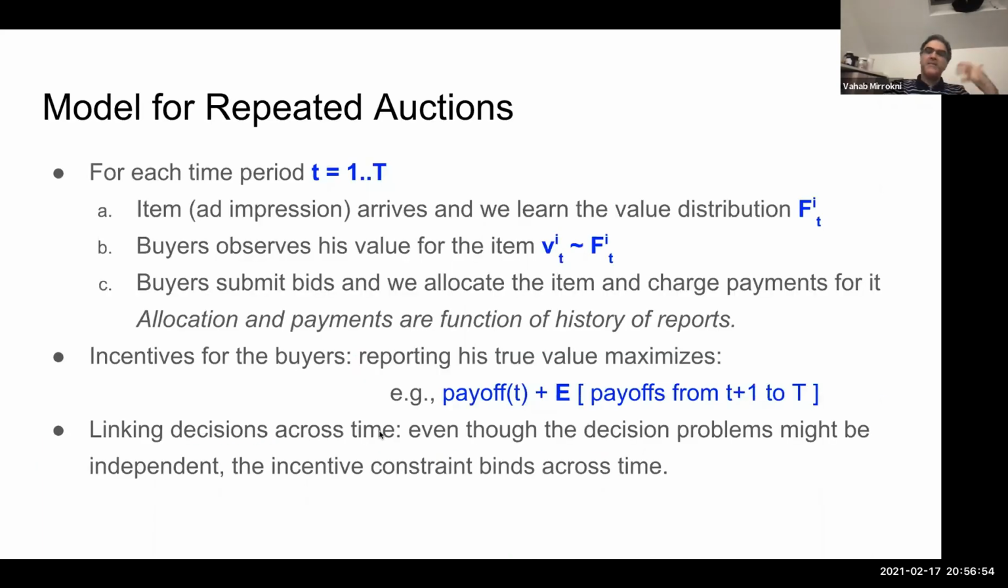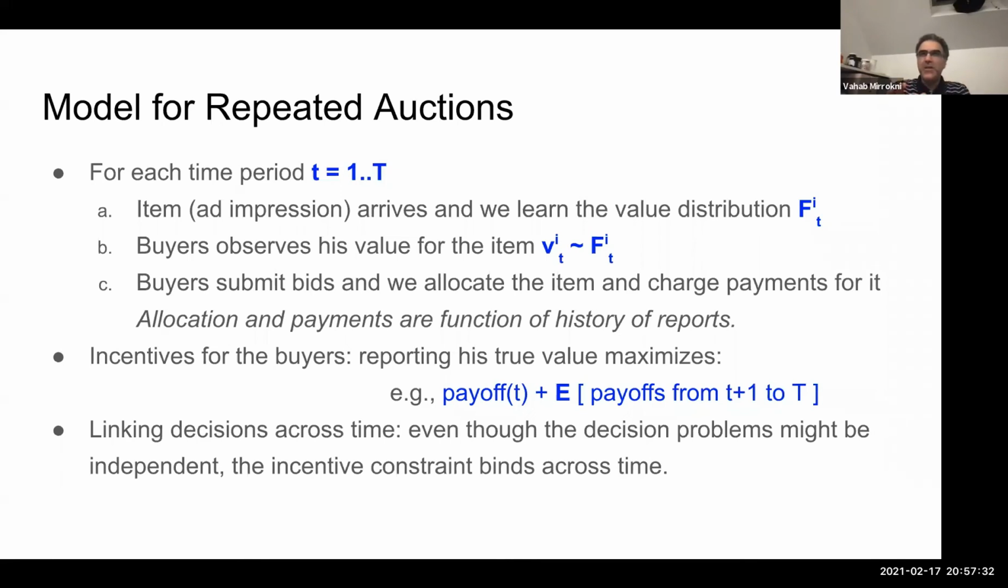So the model here is a repeated auction. The buyer will draw from a distribution in each round, and the incentive for the buyer is to maximize his current payoff in each round, plus the expected value of the payoffs he gets in the rest of the horizon. So we are given this horizon. In the dynamic auction setting, we are trying to link decisions over time and design auctions that can get better efficiency or better revenue by looking beyond one single auction.